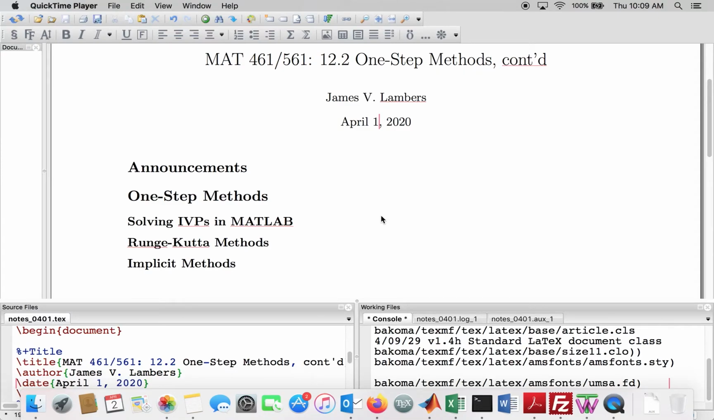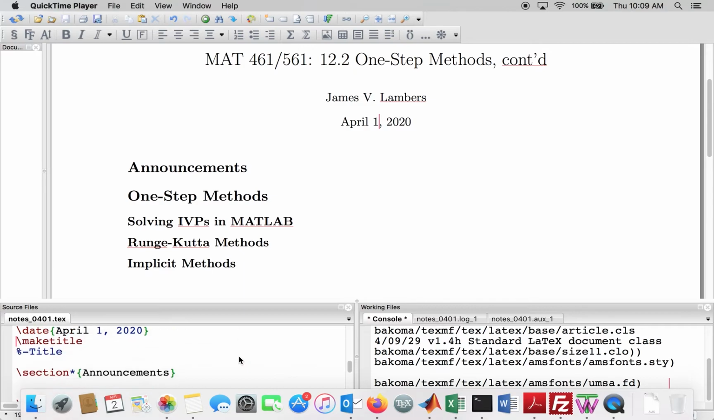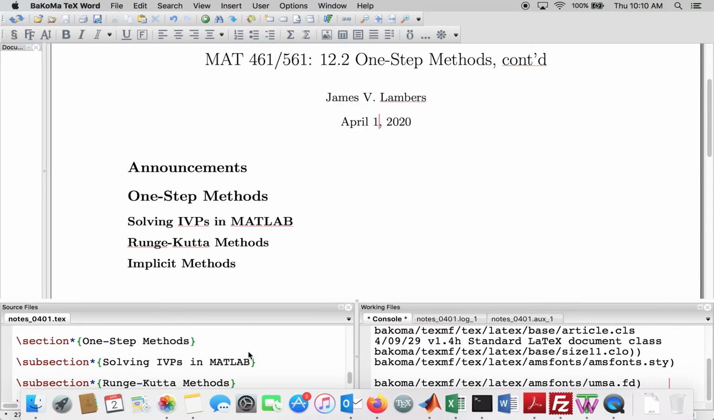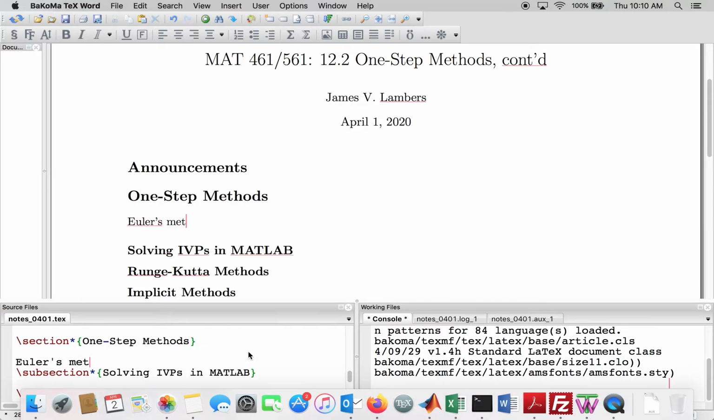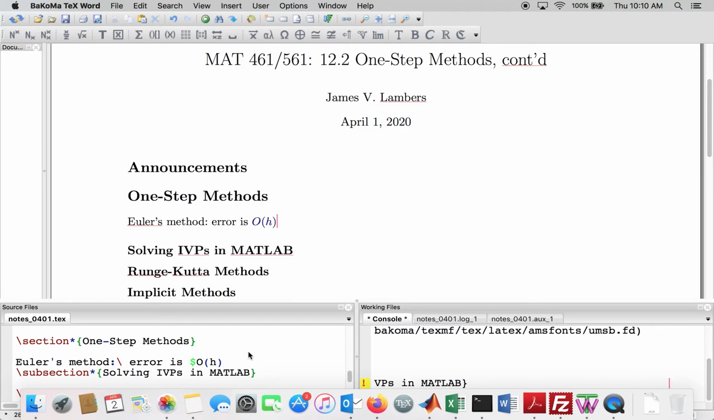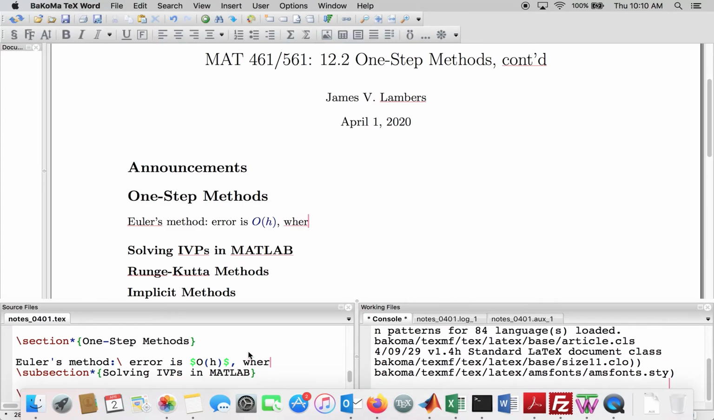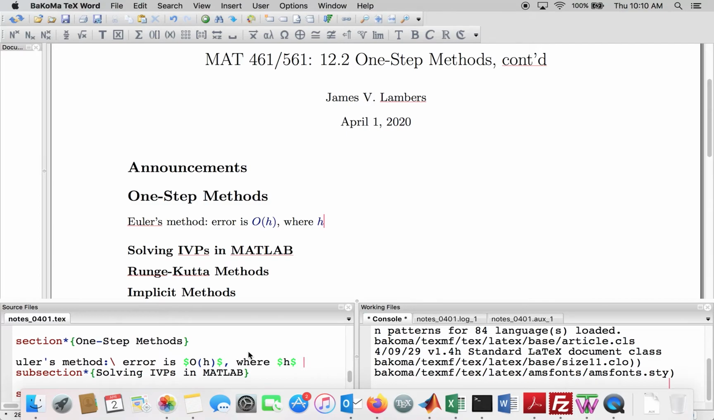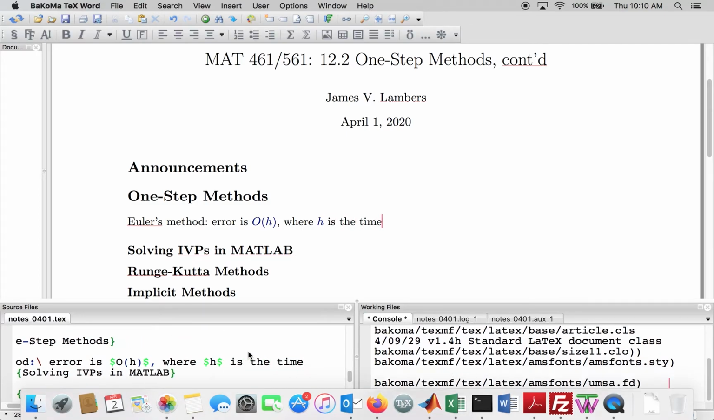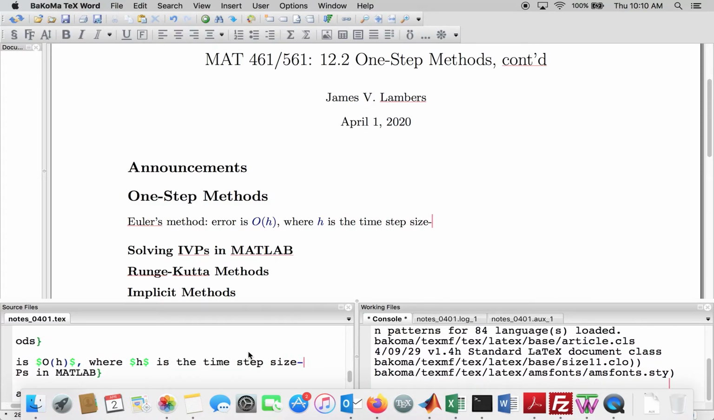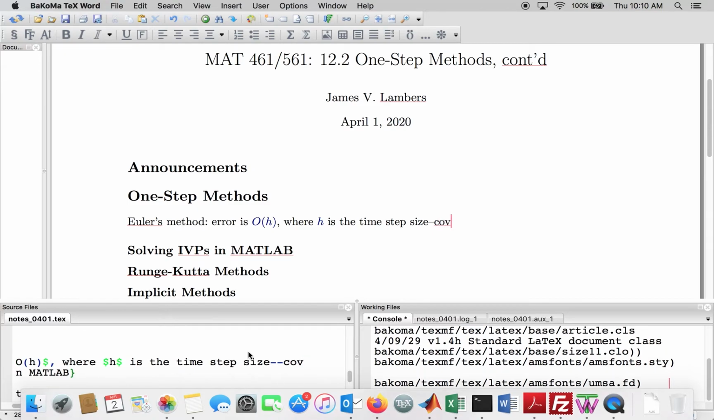Discussion of one-step methods. Last time I showed you the simplest one-step method for solving initial value problems, Euler's method. With Euler's method, the error, as was proven last time, is order h, just h to the first power, where h, this is the notation we'll be using all chapter long, is the time step size. So convergence is slow.